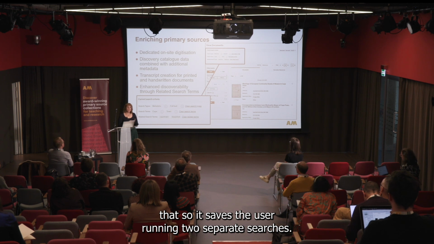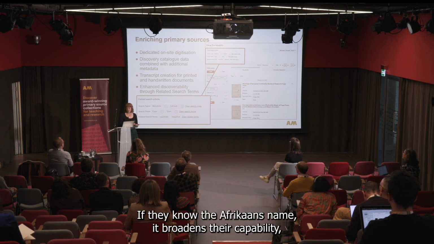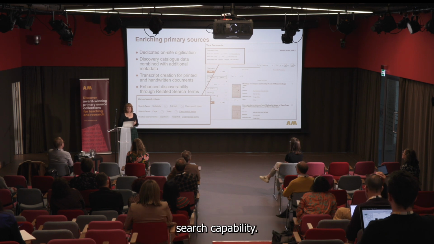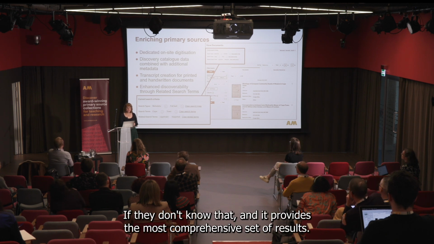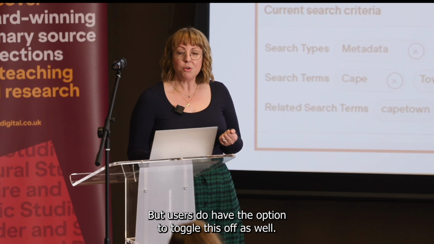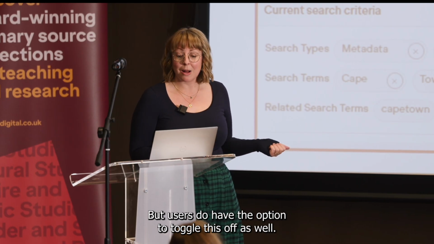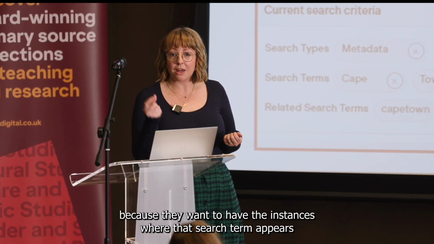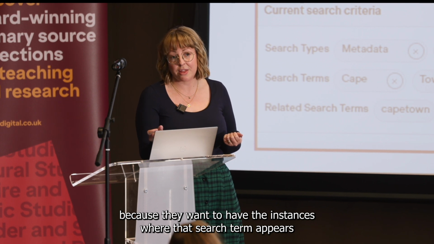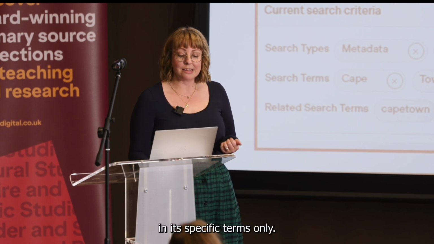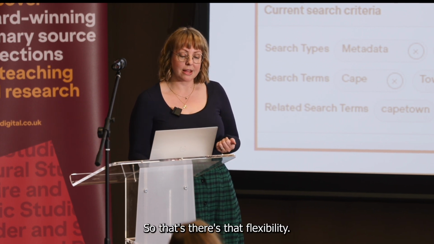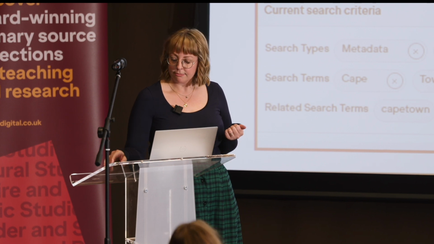So it saves the user running 2 separate searches if they know the Afrikaans name. It broadens their search capability if they don't know that, and it provides the most comprehensive set of results. But users do have the option to toggle this off as well if, for example, they're using that keyword because they want to have the instances where that search term appears in its specific terms only. So there's that flexibility.